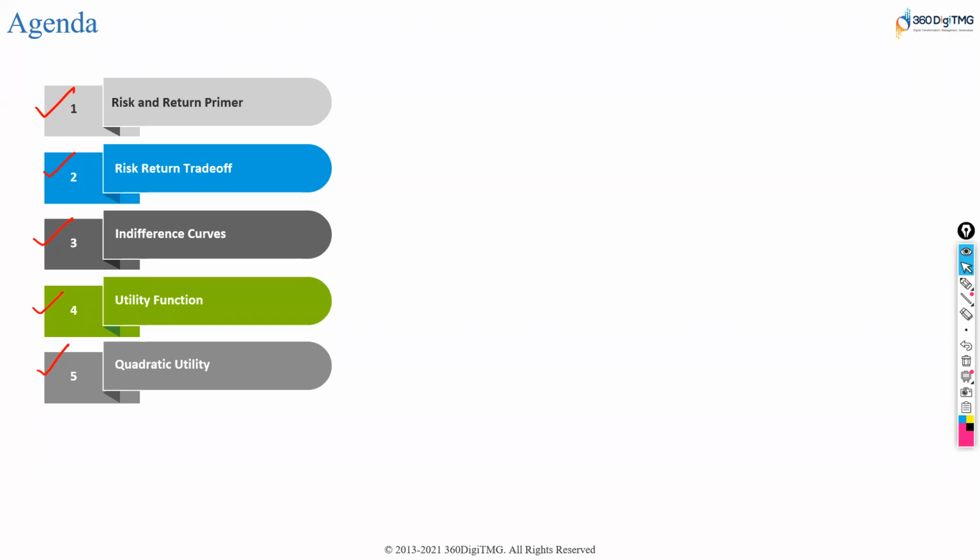I think we are almost there at the end. So I'll do one thing. I'll stop at this point of time. And tomorrow when we connect, let's talk about risk return primer, risk return trade-off, indifference curves. What do you mean by utility, which is equivalent to happiness? And what is a quadratic utility function? So on and so forth.